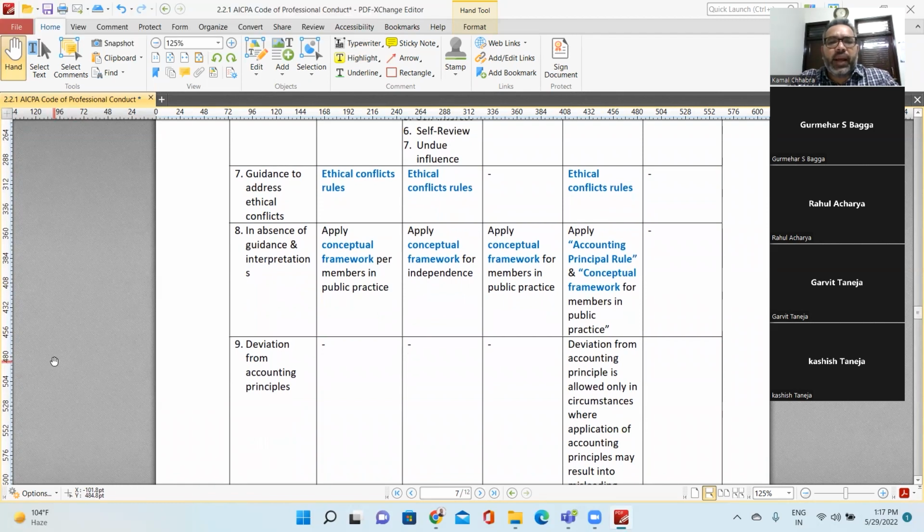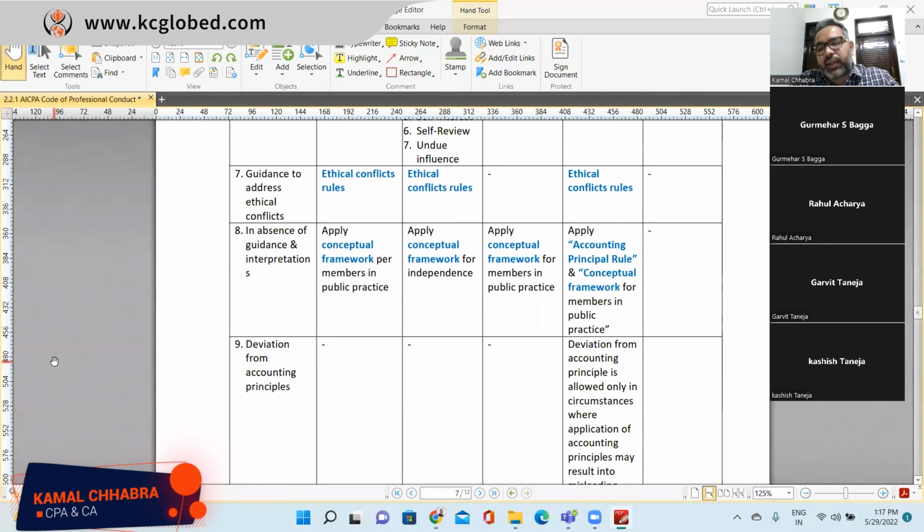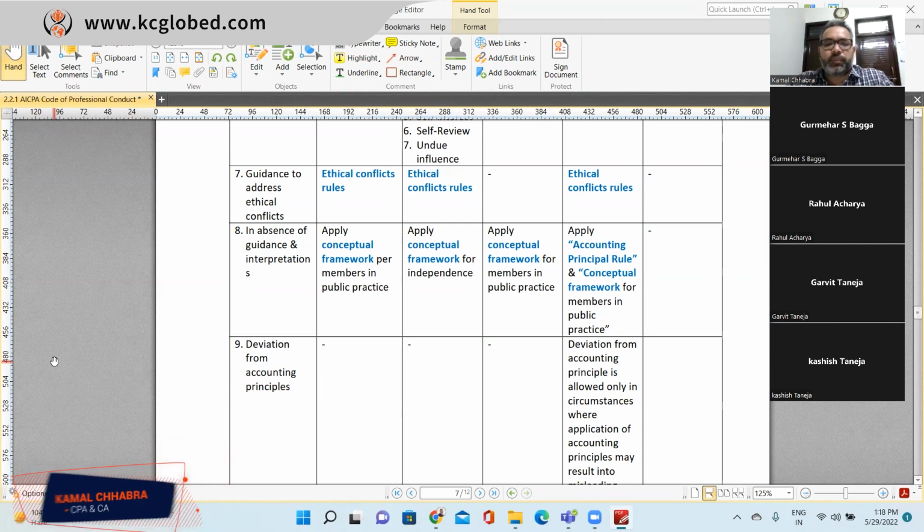Eighth is, in the absence of any guidance and interpretation, what you need to do. If there is no interpretation or guidance, then you need to go back to the conceptual framework given under the AICPA, right? So wherever you do not have clear interpretation and guidance, then you go to the base, which is the conceptual framework. That applies to independence rules, objectivity and integrity, and the general standard rule. In case of the accounting principle rule, you need to go to the accounting principle rule and the conceptual framework both. So you need to look at both.